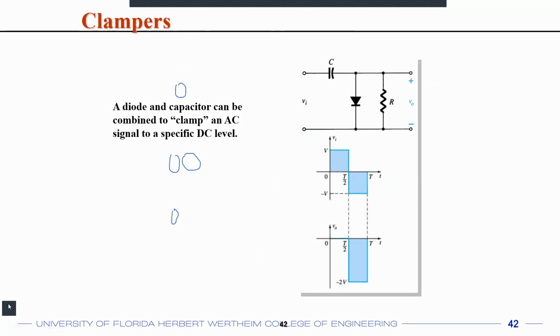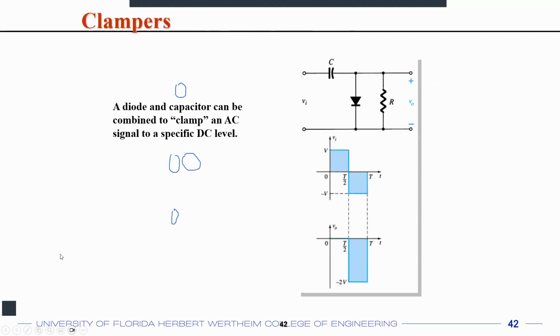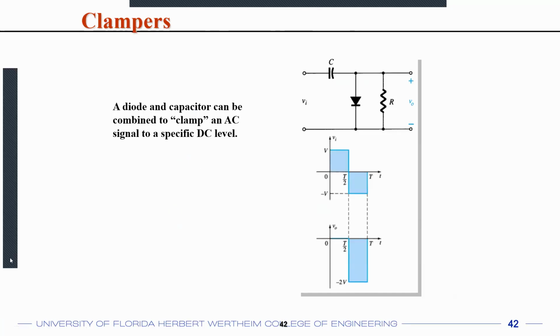All right. The last thing that I want to talk about very quickly, maybe in the next 1 minute or so, is clamper circuits. A diode and a capacitor is called a clamper. So just like a clipper, you also can create a clamper circuit. And the job of the clamper is to clamp an AC signal to a specific DC level.